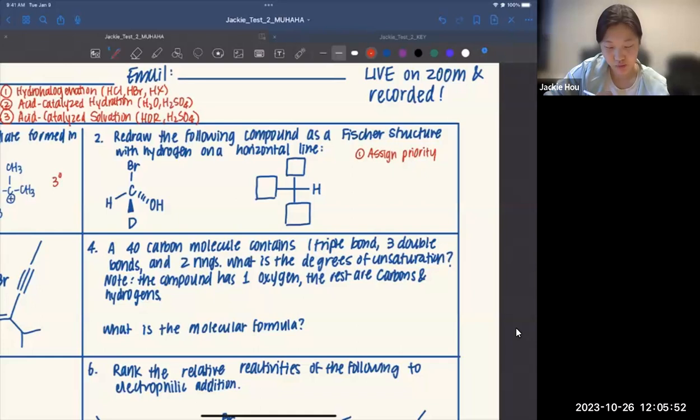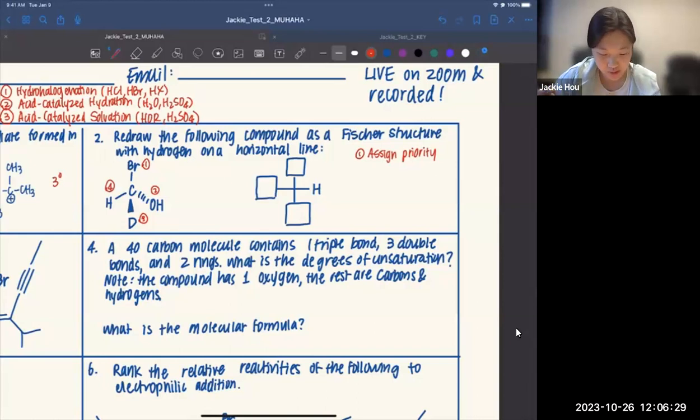Remember, we assign priority by looking at the atoms with the highest atomic number. If they have the same atomic number, then we look at atomic mass. First, right off the bat, we can tell that our bromine is going to get number 1 because it has the highest atomic number. Oxygen is obviously bigger than hydrogen or deuterium. Because hydrogen and deuterium have the same atomic number, we look at atomic mass, and we know that deuterium has an extra neutron, so it's going to be heavier than hydrogen, so 3 and 4.